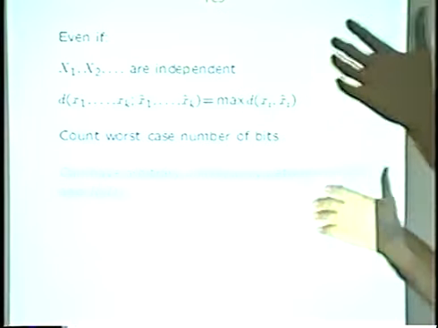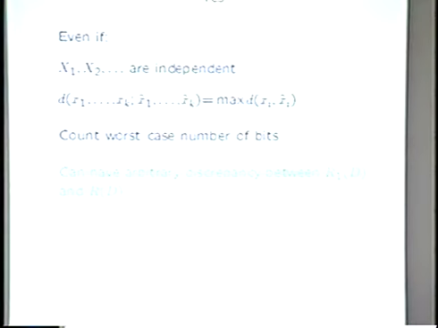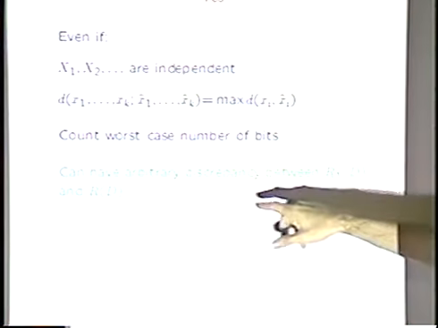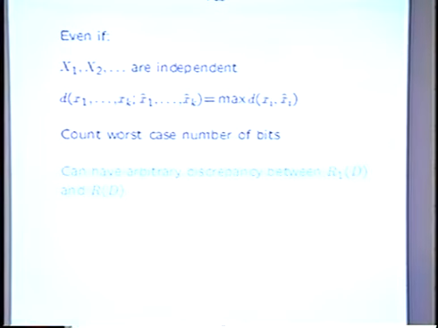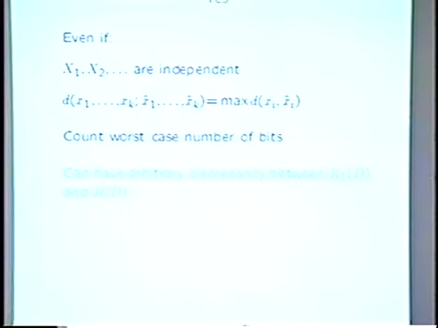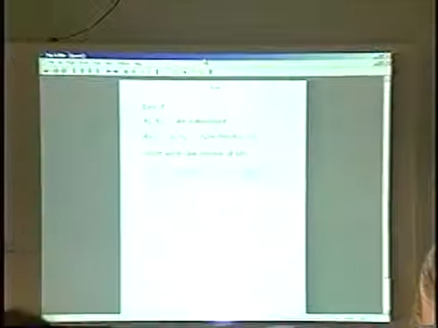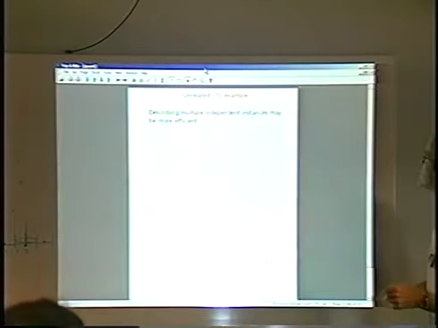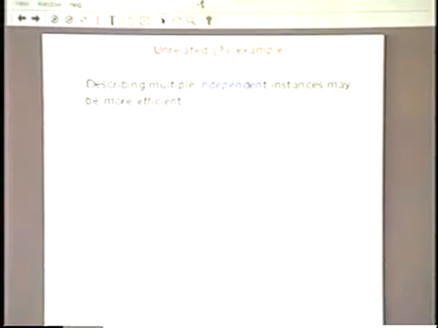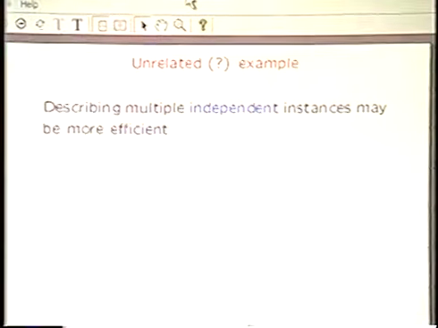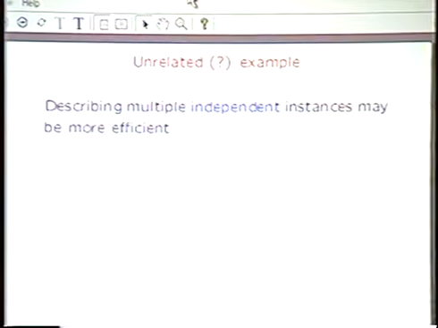So again, I cannot save by saying, okay, when you have a large number of elements, maybe they even out on the average. So I'm going to look at the number of bits in the worst case. Even with all these things, you can have an arbitrary discrepancy between the number of bits you need for one instance and the number of bits you need per instance when you encode a block. That's what we're going to show. So, clear? Okay. We're going to show it using probably the simplest example that shows this, and it may look unrelated, but it is not.